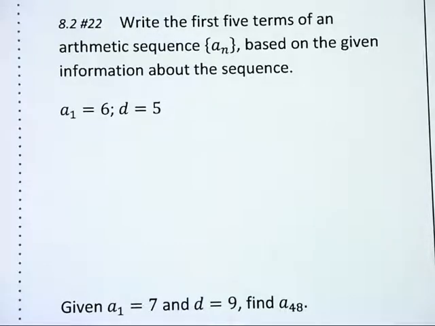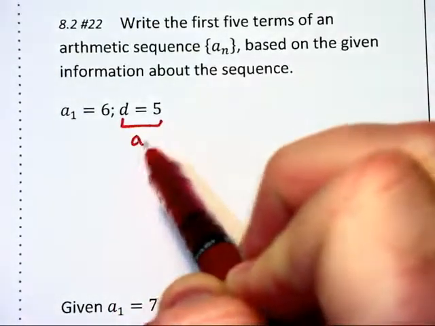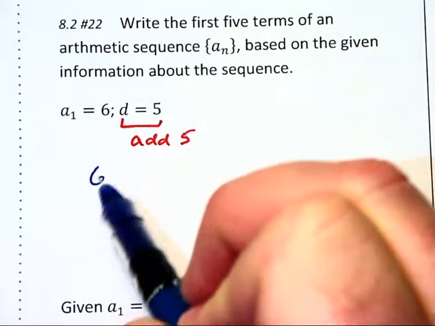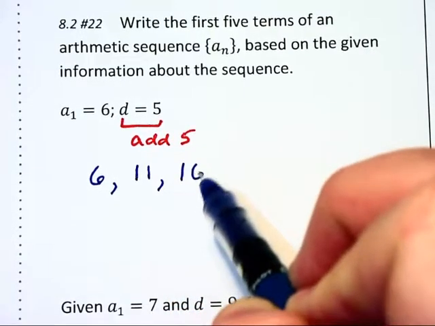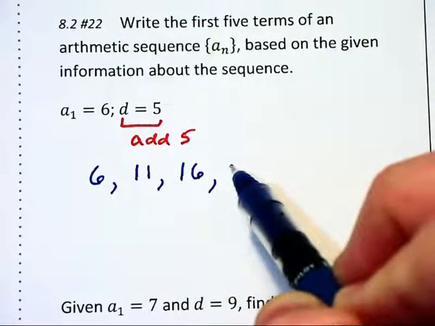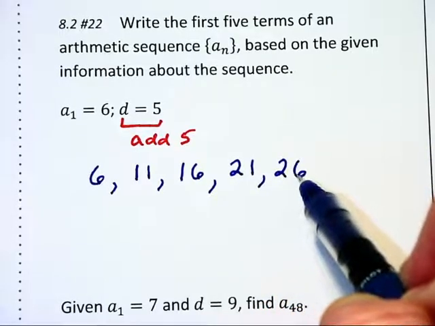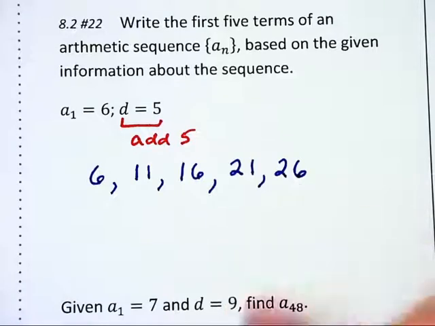Now they want us to find the first 5 terms of the sequence based upon the information they give us. We are basically being told when d is equal to 5 to add 5 to go from term to term to term. So our first term is 6. We add 5 to get 11. Add 5 again to get 16, add 5 again to get 21, and then add 5 again to get to 26. So that is the first 5 terms of this arithmetic sequence.